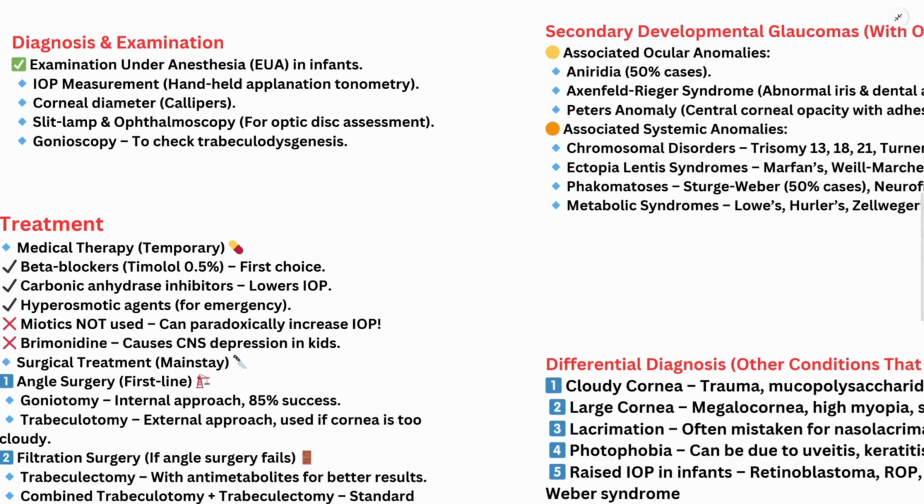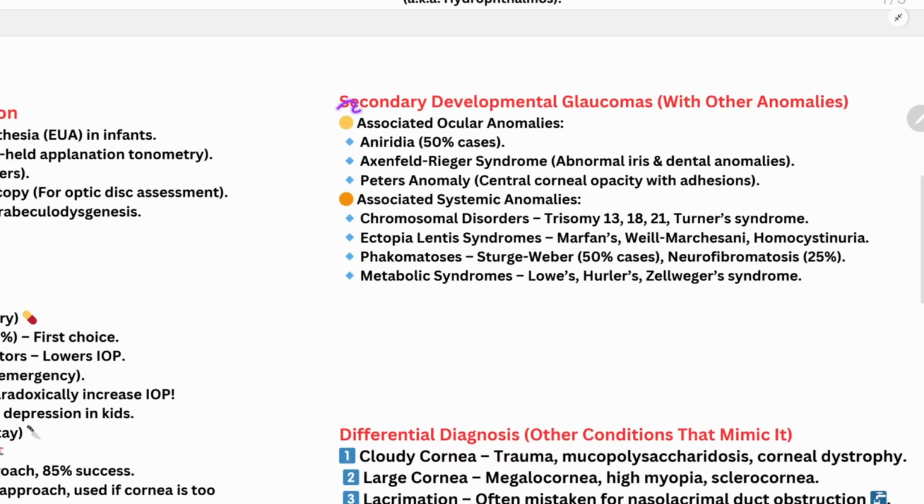Okay. Next one is what are the secondary developmental glaucomas here. They are associated with ocular anomalies like aniridia, Axenfeld-Rieger syndrome and Peters anomaly, and associated systemic anomalies are chromosomal disorders like trisomy 13, 18, 21 and Turner syndrome, ectopia lentis syndromes seen in Marfan's, etc., and phacomatosis like Sturge-Weber, and metabolic syndromes are also associated here.